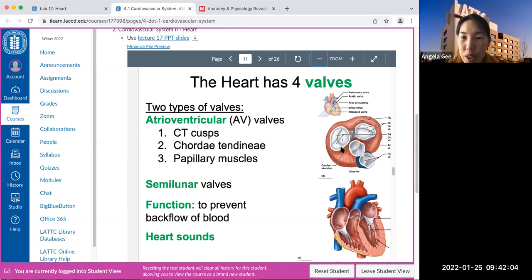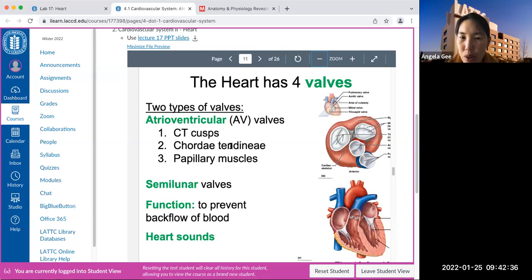And what we're going to focus on are the 2 atrioventricular valves. Based off of the name atrioventricular, the atrio is for the atria, which are the 2 chambers on top, and the ventricular is for the ventricles, or your 2 chambers on the bottom. You'll find your AV valves on the left side of the heart between the left atrium and the left ventricle, and on the right side of the heart between the right atrium and the right ventricle.